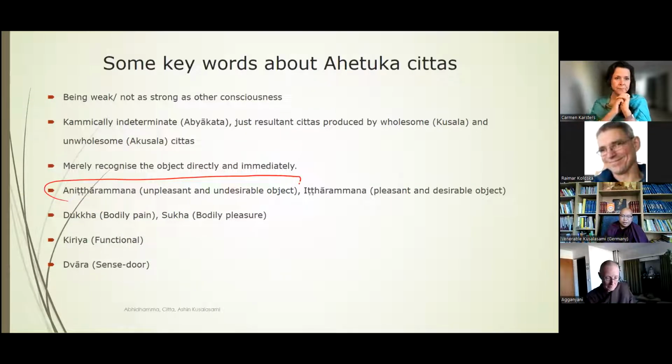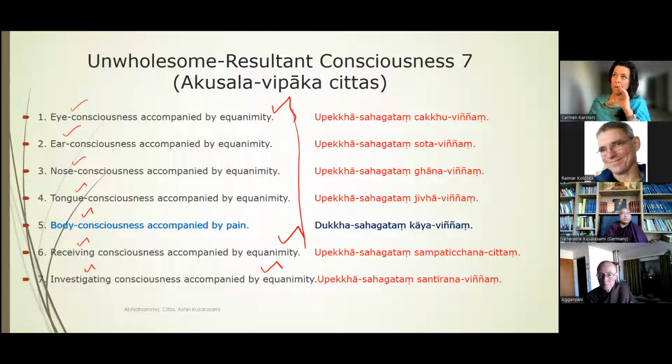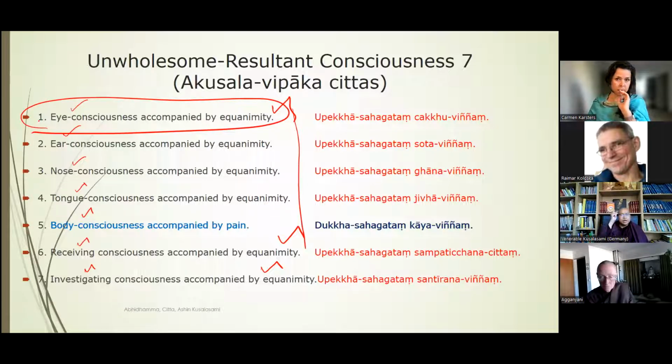Anittha ramana, unpleasant and undesirable object. So, for example, with this chapter, if you see unpleasant things, fighting, killing, conflicts, so this is an unpleasant object. And if you see something unpleasant and undesirable, this is not because of someone, but because of our karma, our unwholesome consciousness, unwholesome deeds in the past.